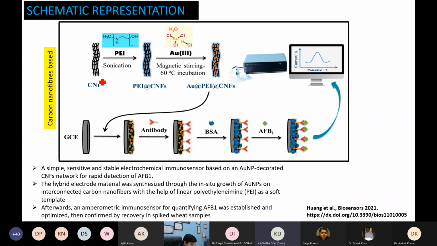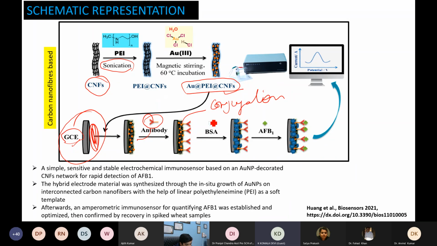Now you see, this is the surface, and this is one of the methods of sonication. You need to coat these things onto the surface of a glassy carbon. This is GCE, glassy carbon electrodes. These materials, gold and this, you have to coat onto the surface of the electrode. That's a glassy carbon electrode, a pen-like structure. After coating, you put the antibodies here, and then there will be a conjugation reaction.